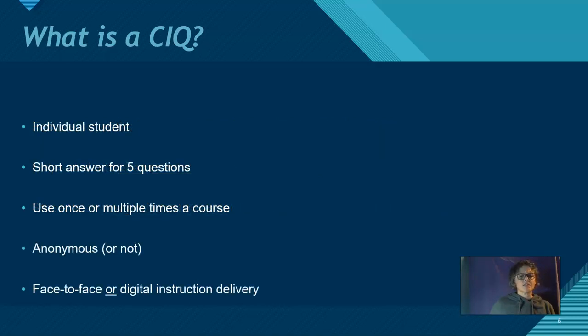The CIQ is an individual student activity of short answer questionnaire that can be used as many times throughout the course session as the instructor wishes. The CIQ can be anonymous or not. The standard CIQ format is 5 questions that focuses on critical moments or actions related to their learning. It's a format that can be done face-to-face with printed handouts or an app, or through digital instruction as a survey questionnaire using a variety of delivery platforms.